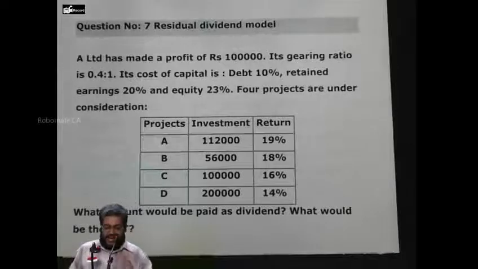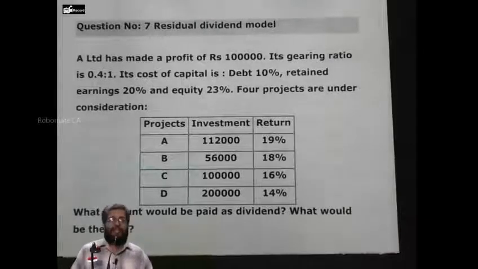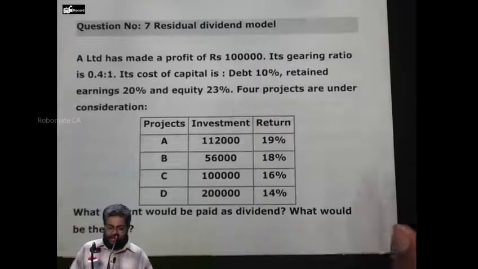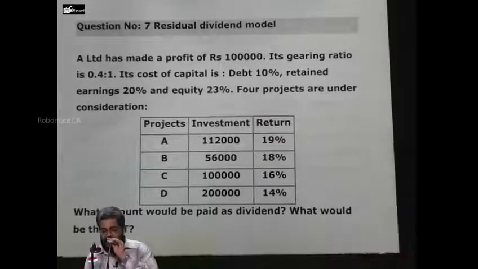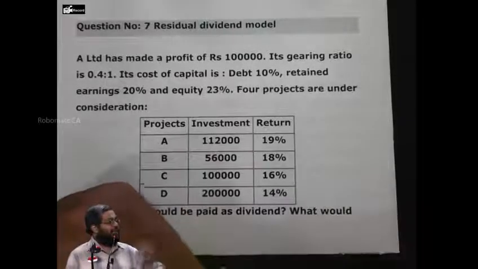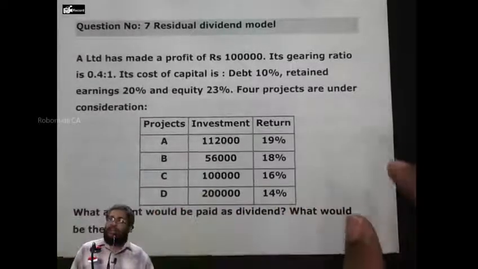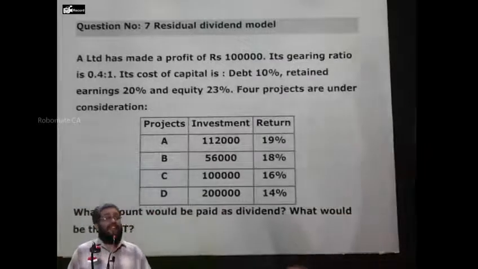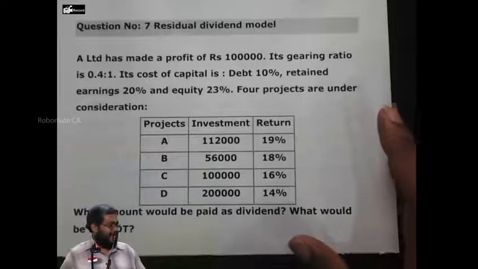A Limited has made a profit of rupees 1 lakh. Its gearing ratio is 0.4:1. Tell me what is another name for gearing ratio? Debt equity ratio. It is called the leverage ratio, gearing ratio, debt equity ratio.